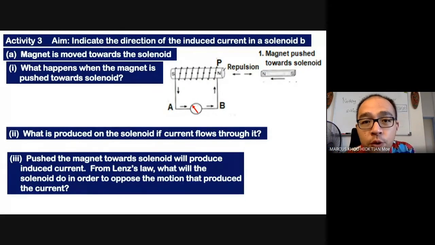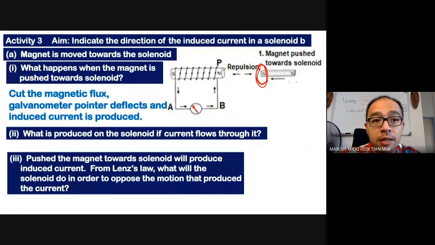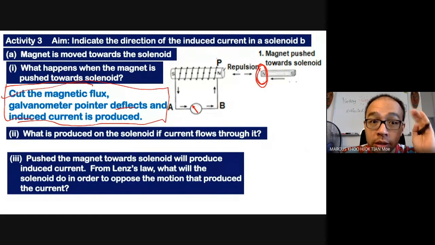Okay, let's take a look at this. So the magnet is moved towards the solenoid. First of all, take a look. The magnet is pushed towards the solenoid. The one that you're pushing in is the north side. So what happens when the magnet is pushed towards the solenoid? This is a very normal question. It will cut the magnetic flux, and the galvanometer pointer deflects and induced current is produced. This is the general explanation which we already learned yesterday. When you push the magnet into the solenoid, there's going to be a cutting of the magnetic field lines, the galvanometer pointer will deflect and it produces an induced current.